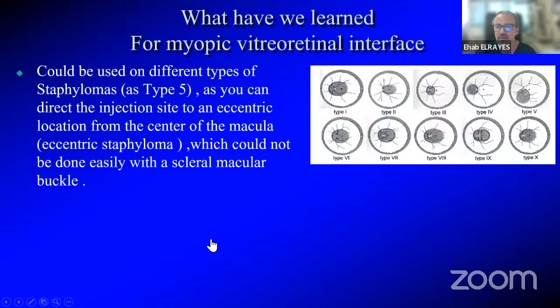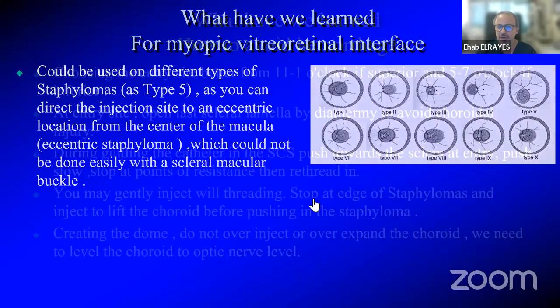What have we learned by time? We're using a suprachoroidal macular catheter. You can achieve any type of buckling for different forms of staphylomas because you can guide the catheter even in type 5 staphylomas where the staphyloma is eccentric. You can always reach that by the catheter. So this is one thing: you don't always have to stick to scleral macular buckles to place it in one side, but you can achieve buckling over several areas by guiding the catheter to whatever area you want.